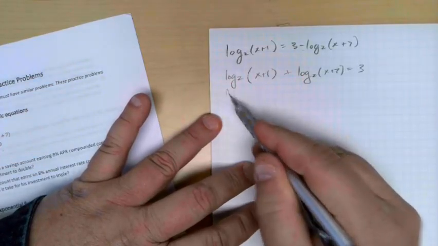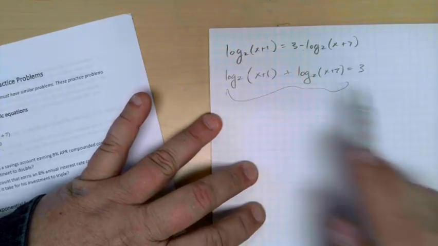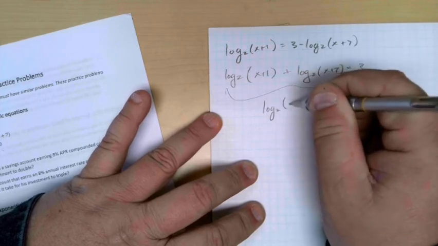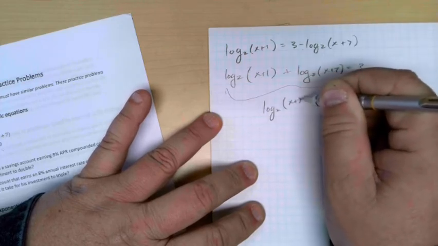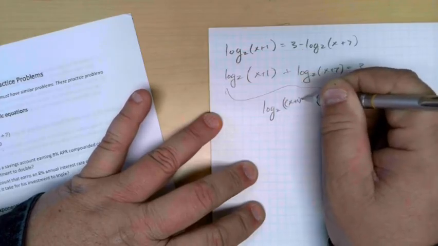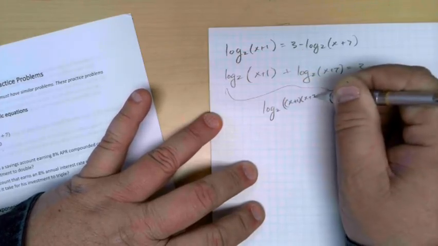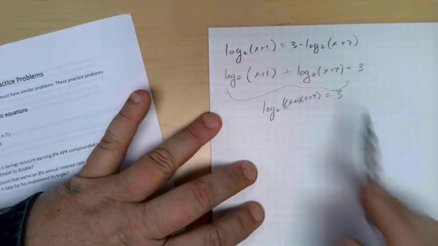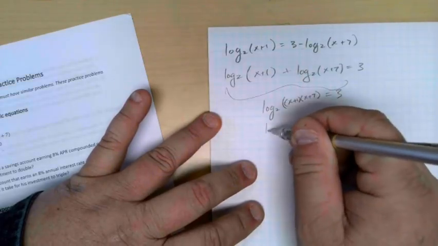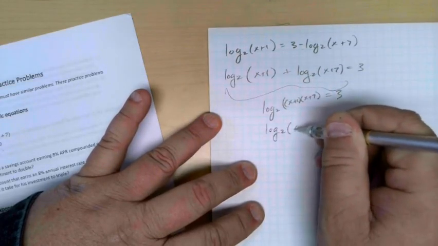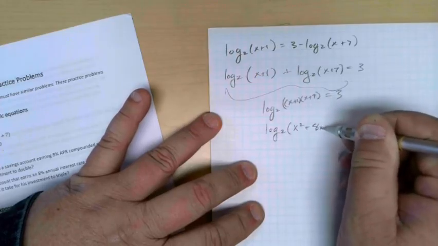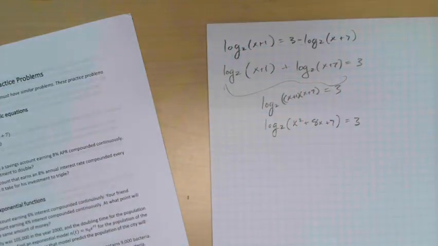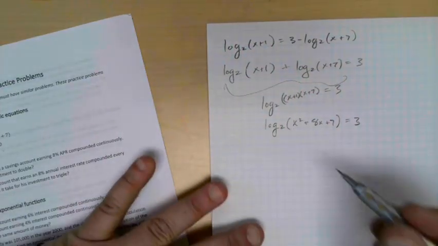I added that together because now that they're on the same side, I can use my properties of logs. The property I'm thinking of says that if I have a log plus a log, I can multiply their insides and combine it into one log. So x plus 1 times x plus 7 becomes x squared plus 8x plus 7, and that, of course, equals 3.